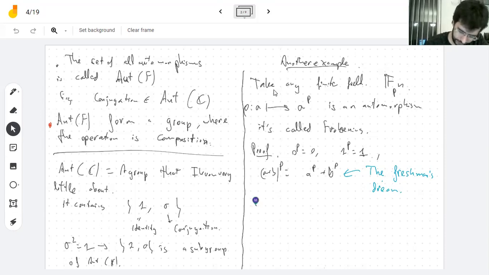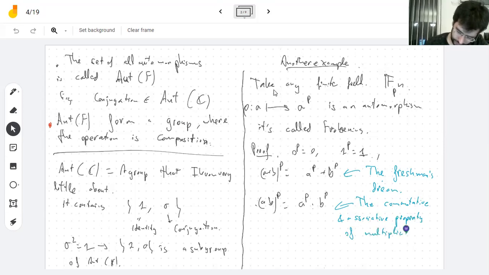And not less important is the fact that you take two pth powers, you multiply, and that's the same as multiplying and taking the pth power. And that is the magic of the commutative property of multiplication. So, rho is a homomorphism.